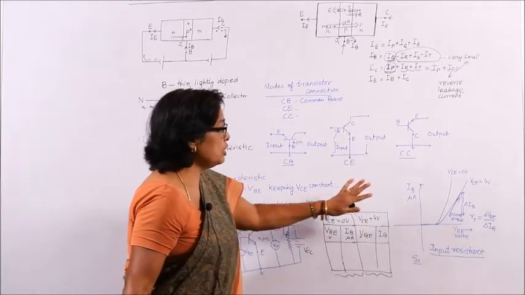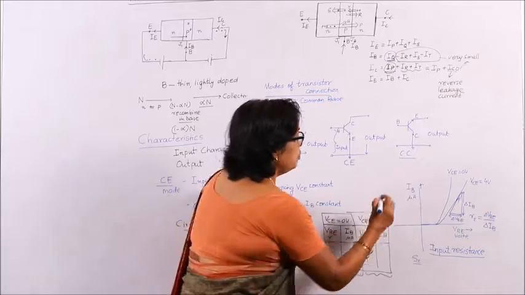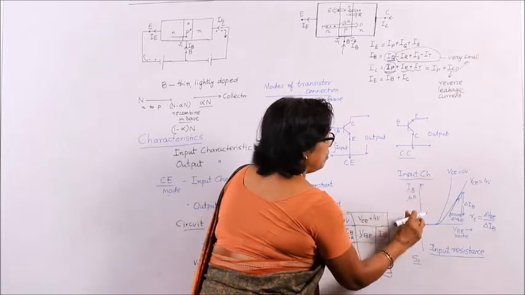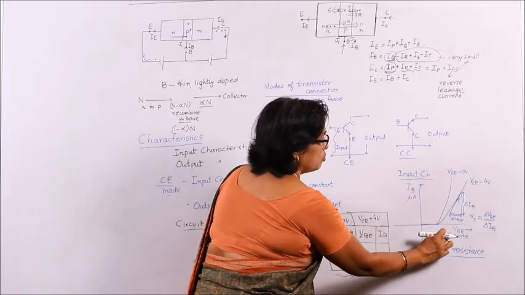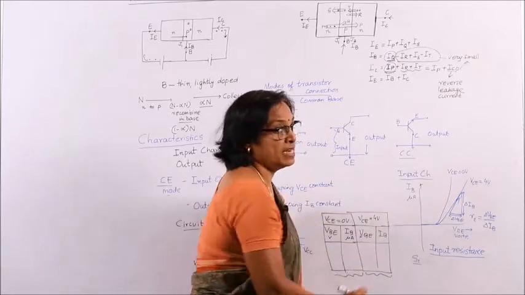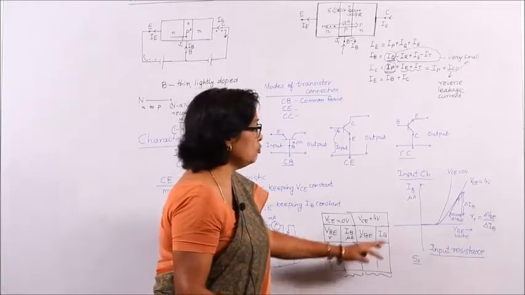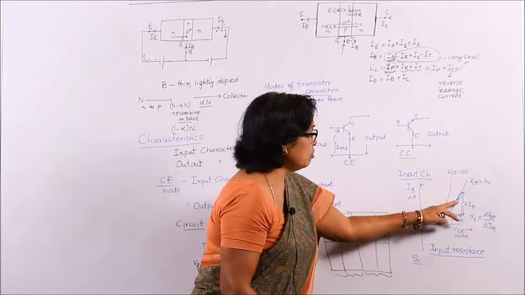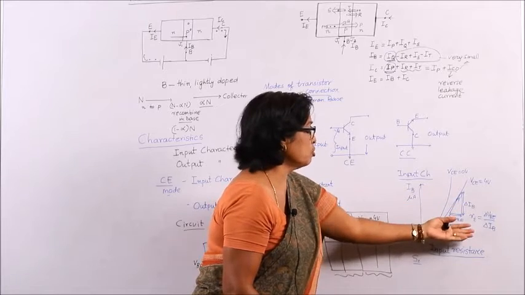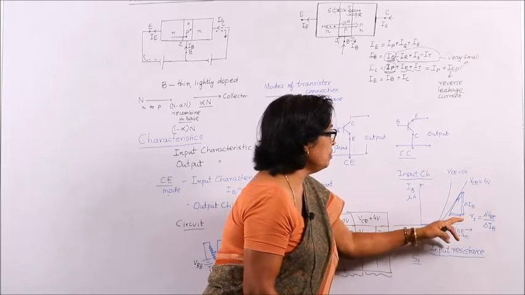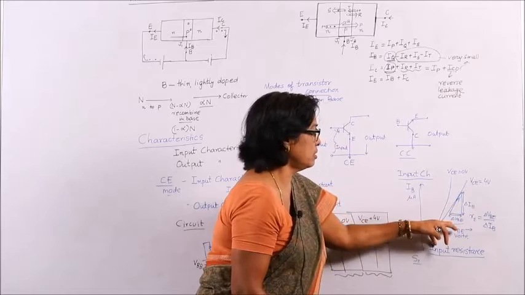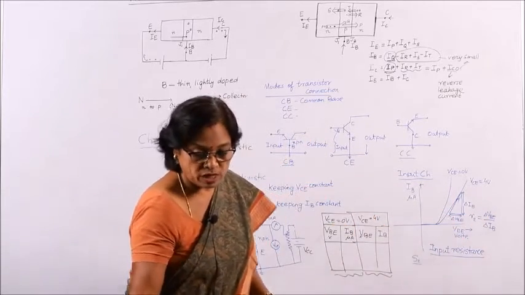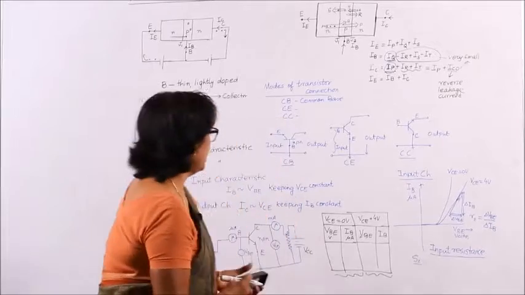So, this is our input characteristic. Input characteristic is a graph between base current and base emitter voltage, keeping VCE constant. VCE is 0 volt, you find one graph, VCE 4 volt, you get another graph. Find out the slope or the inverse of the slope. The inverse of the slope will be this by this, slope is this by this. So, inverse of the slope is the input resistance. So, this is what you find out from the input characteristic.